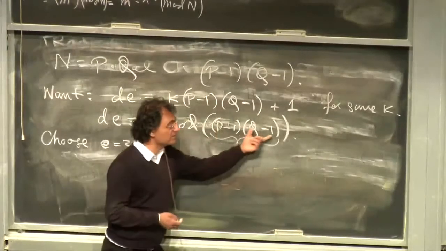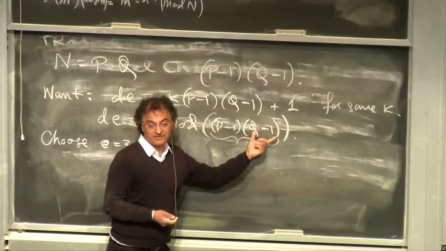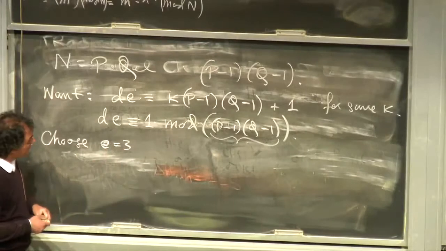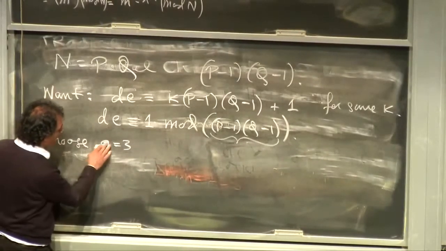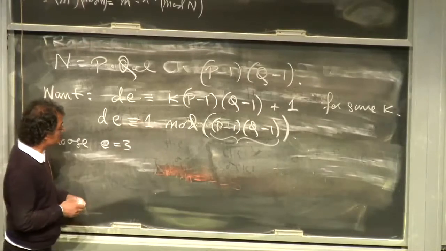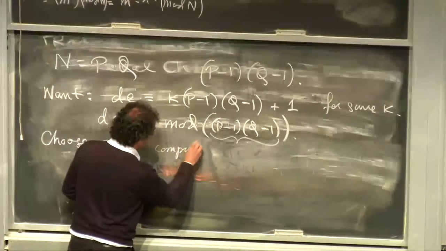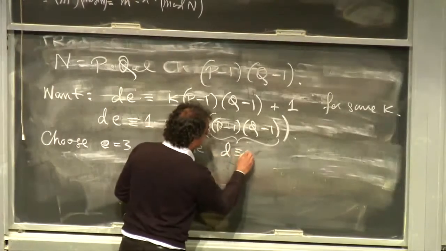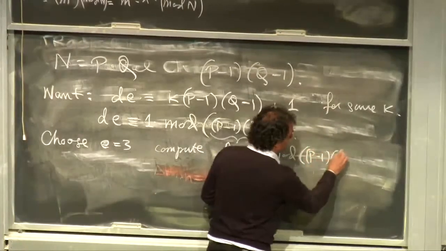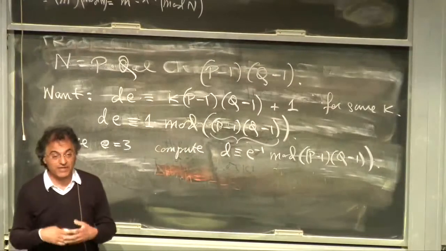Yeah, so p minus 1 and q minus 1 are even, right? These are large primes. They're odd. p minus 1 is even, so you can't pick 2. Okay? So 3 is the smallest number that works, and that's often what's used. But you can use anything you want as long as it's relatively prime. And then you compute d, which is congruent to e inverse mod p minus 1 times q minus 1. So this is what Alice does. This is how she creates her private key.